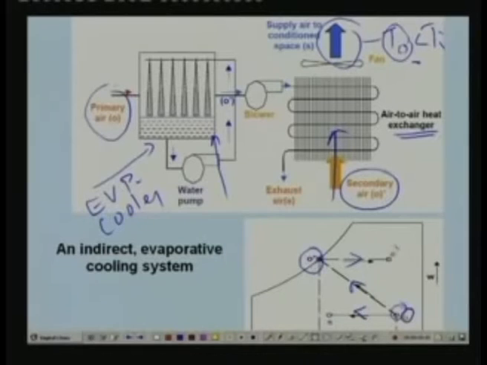Okay, so finally the primary air is exhausted at this point at condition E, and the secondary air, which is at the temperature S, is supplied to the conditioned space. You can see here that the secondary air, which is nothing but our conditioned air, gets cooled, but its humidity ratio remains constant. That means inlet and outlet humidity ratios remain constant. So this is an advantage of indirect cooler, because we are not increasing the humidity of the air.